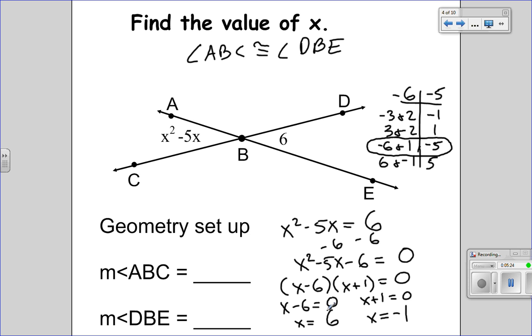Okay, so I plug in to find my values. Measure of angle ABC, well, that's just going to be 6. We know that because if DBE is 6, then ABC will be 6 degrees. And then DBE, well, it's already given you 6 degrees. So it's pretty easy to actually find the angles. Finding x, this part up here, was the hard part.